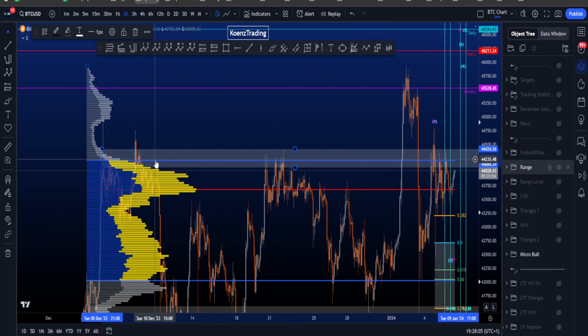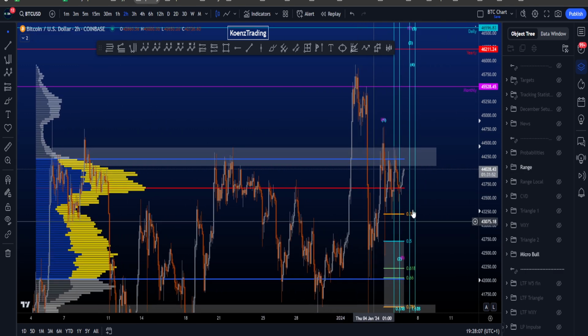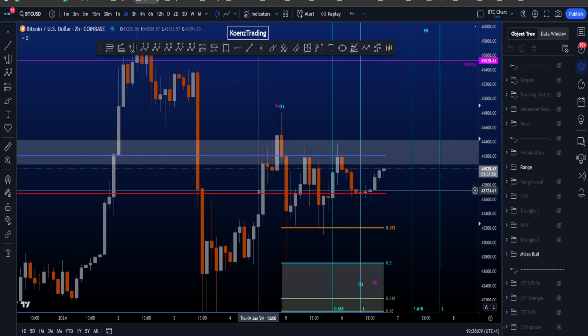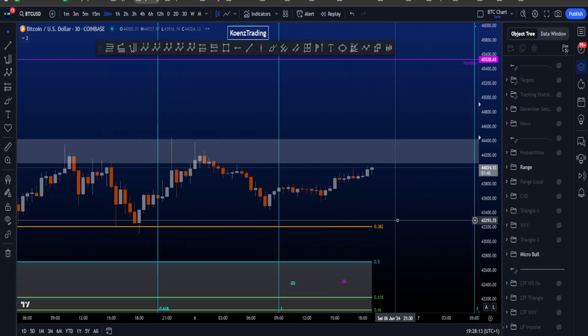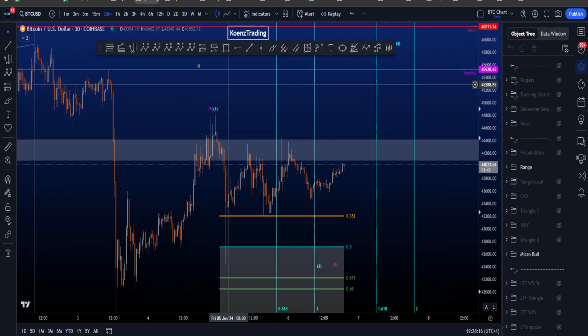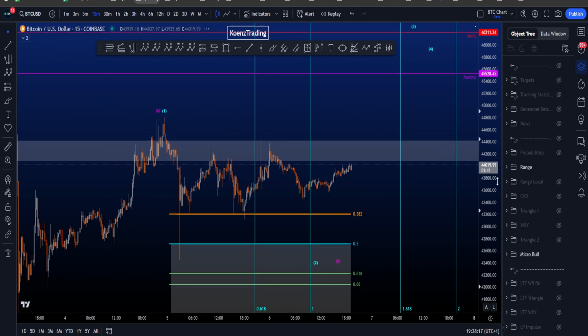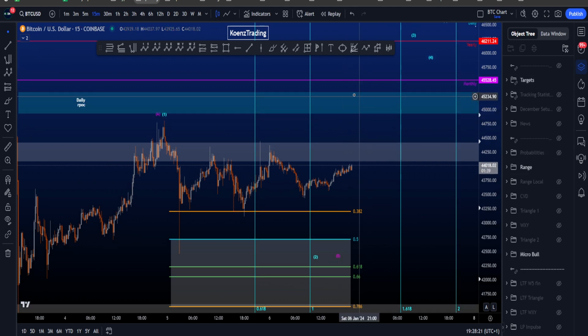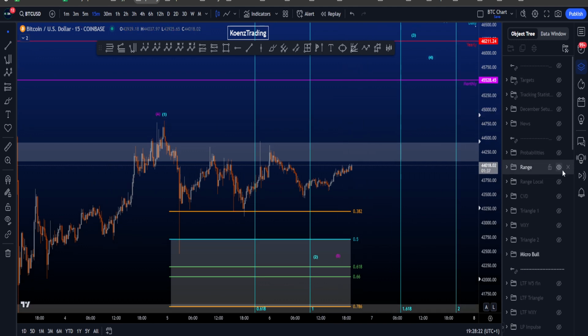You can see the white box has been very nicely respected multiple times, but now we have been hitting it 1, 2, 3, maybe even 4 times. The more often you test resistance, the weaker it becomes and the higher the probability to eventually look for upside. But then we have the blue box to take into account as well.